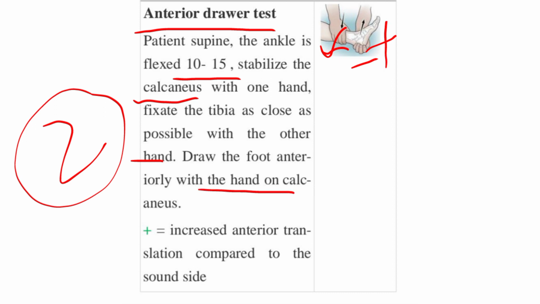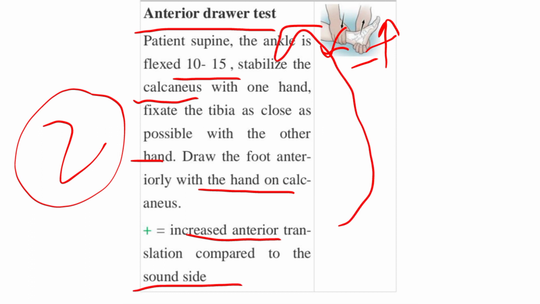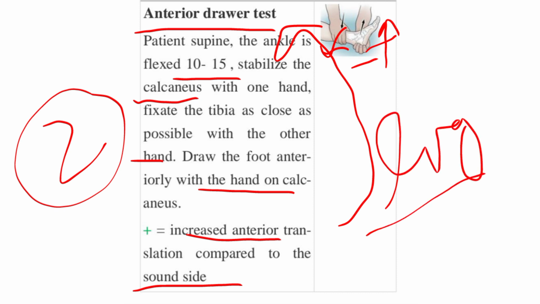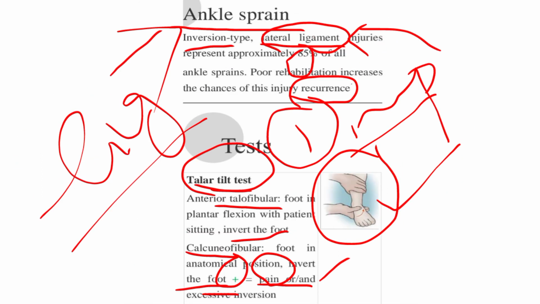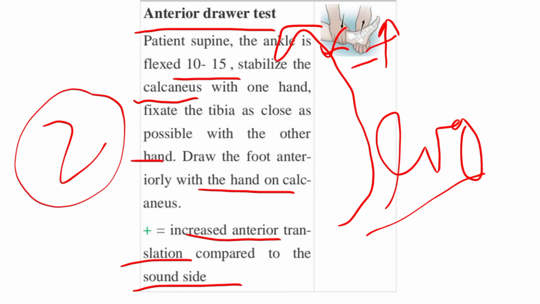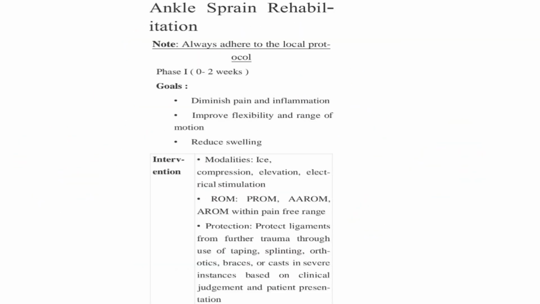Draw the foot anteriorly. You can see if there is increased anterior translation compared to the sound side, then this is the positive sign of the anterior drawer test, because the ligament is unstable and the translation is increased. These are the two tests that we do for the ankle sprain: the Taylor tilt test and the anterior drawer test. Now the rehabilitation phase is the main focus.